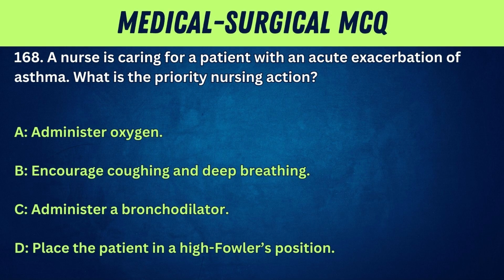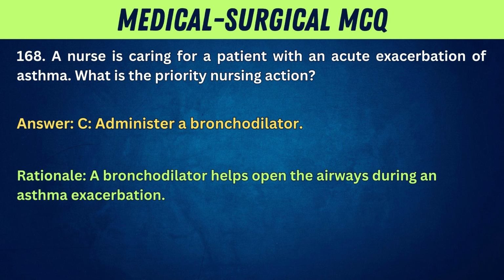168. A nurse is caring for a patient with an acute exacerbation of asthma. What is the priority nursing action? A. Administer oxygen. B. Encourage coughing and deep breathing. C. Administer a bronchodilator. D. Place the patient in a high Fowler's position. Answer: C. Administer a bronchodilator. Rationale: a bronchodilator helps open the airways during an asthma exacerbation.